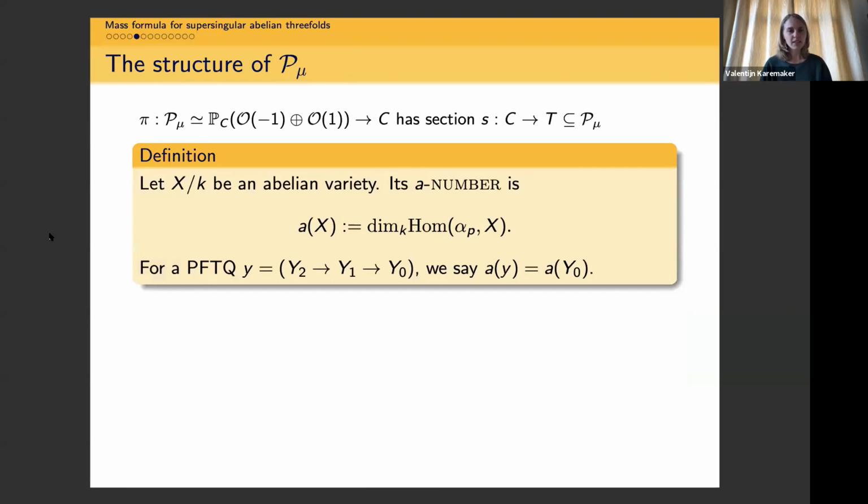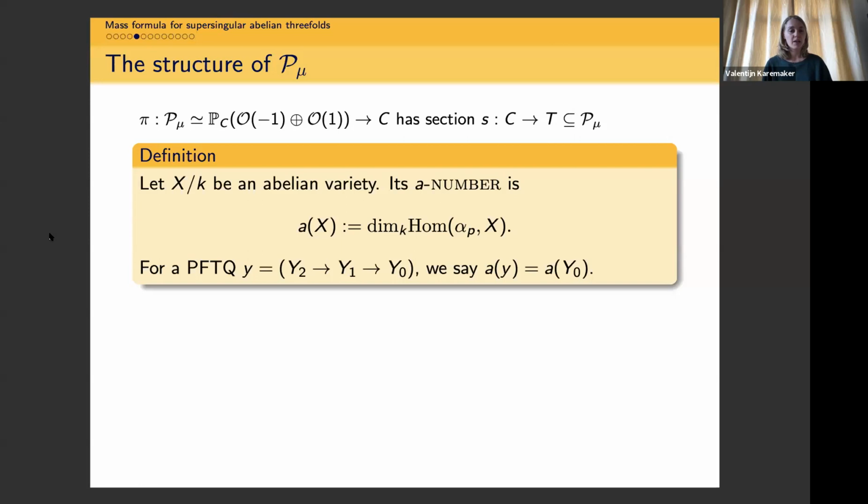Okay, but let's add a little bit more structure to this space of flag type quotients. So the first line is a recap of what we said before. And then we'll need this number called the a-number of an abelian variety. For any X of any dimension, the a-number is the dimension of Hom(α_p, X), where α_p is, like before, which I didn't say, the kernel of Frobenius on the additive group.